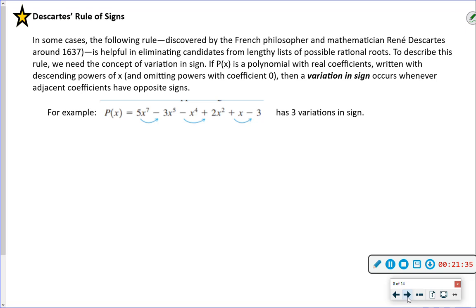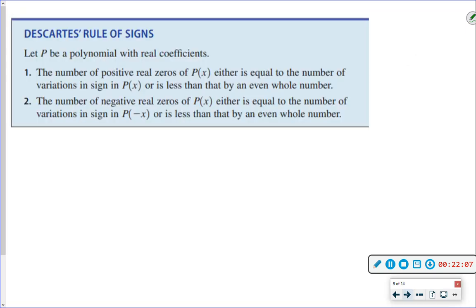Okay, Descartes' rule of signs. In some cases, the following rule, discovered by the French philosopher and mathematician, hopefully you've heard of René Descartes, is helpful to eliminate candidates from lengthy lists of possible rational roots. To do this, we are going to count the variation in sign. You can see here, positive to negative, there's 1. Negative to negative, nope. Negative to positive, yep. Nope, yes. So there are 3 variations in sign. So we're counting the sign variations. That is what we are after, my friends. That is going to tell you how many positive real answers, real of course, we're not doing imaginary right now.